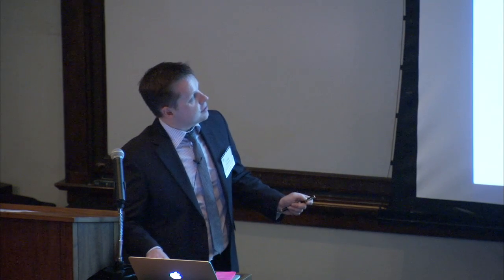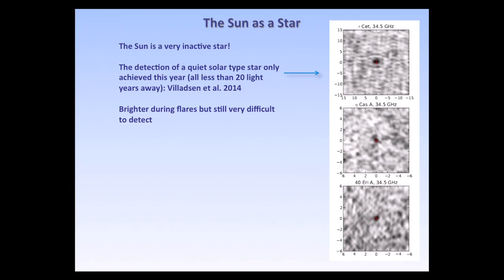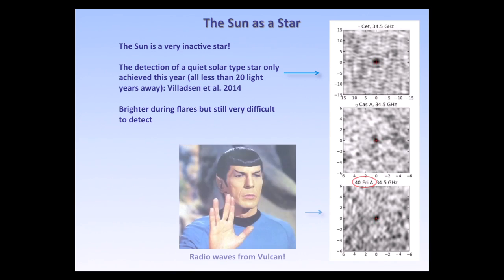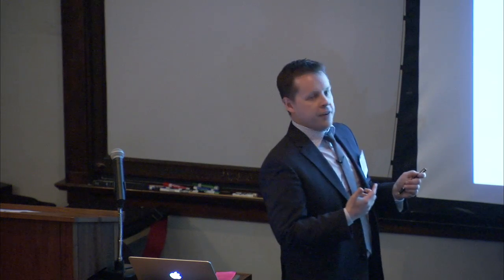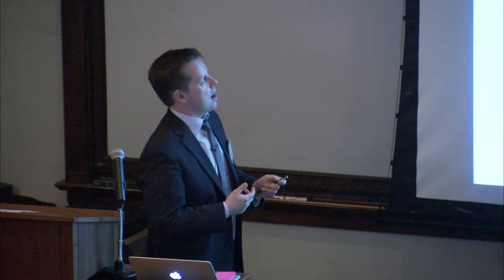As it happens, because of the very nearby G dwarfs, these are also very often the mainstays of science fiction. And one of these objects here is the host star for Vulcan. So we can say we've got radio waves from Vulcan in the last year. That's an example of one kind of emission we get from nearby stars.